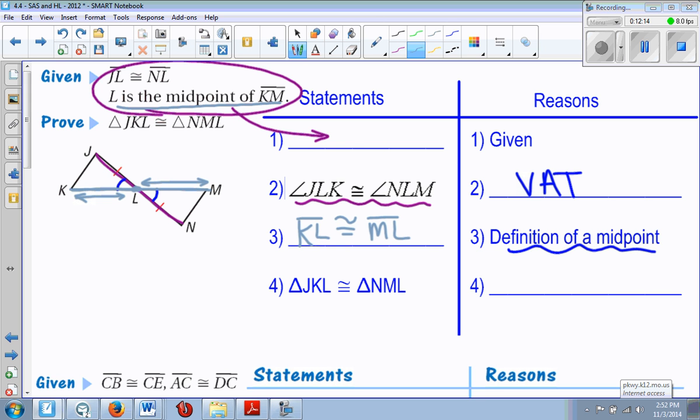So if you look at your picture, we have two side lengths marked congruent. And if you look at the angle marked congruent, it's between the two side lengths, which would make this a congruent triangle pair because of side-angle-side. Two congruent sides and an included angle.